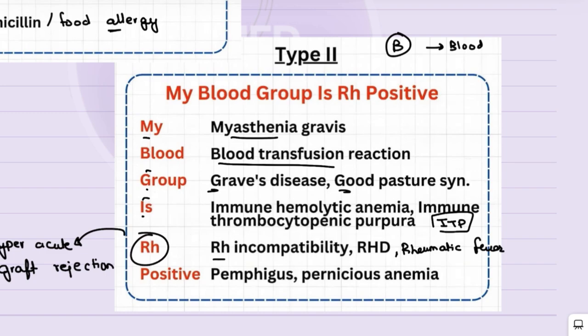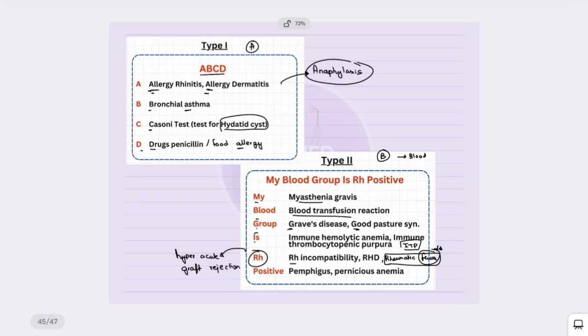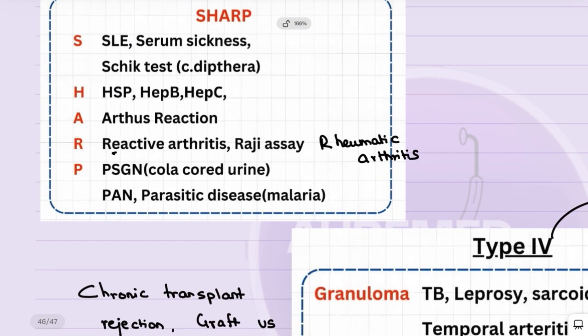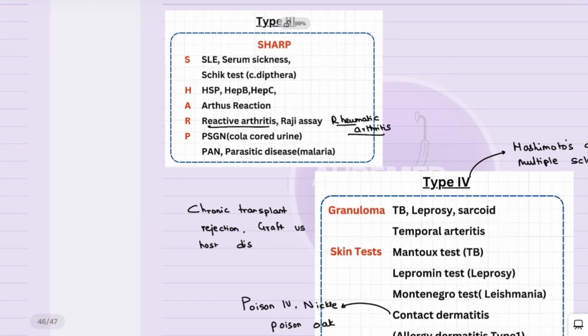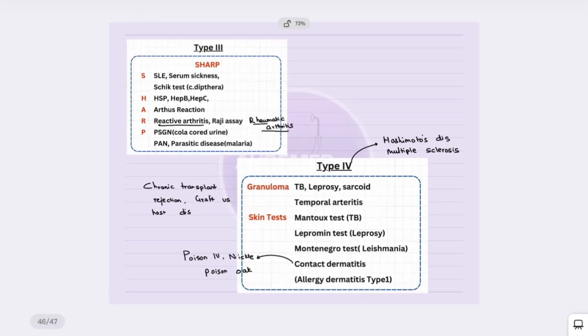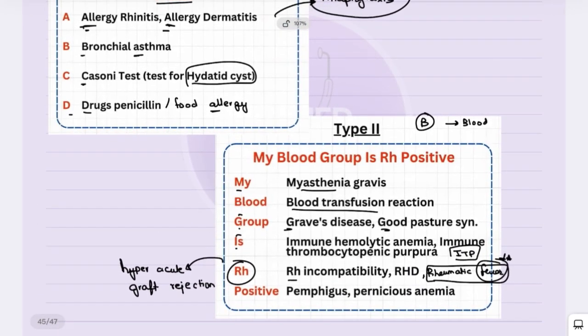Rh is for Rh incompatibility and rheumatic heart disease and also rheumatic fever. Now remember, here you have rheumatic fever in type 2, while in type 3 you have reactive arthritis and rheumatoid arthritis. You will get confused between the two, rheumatoid arthritis and rheumatic fever. So remember that fever comes first, that's why it is in type 2, while arthritis will come later, that's why it's in type 3. Also, you have the hyperacute graft reaction.